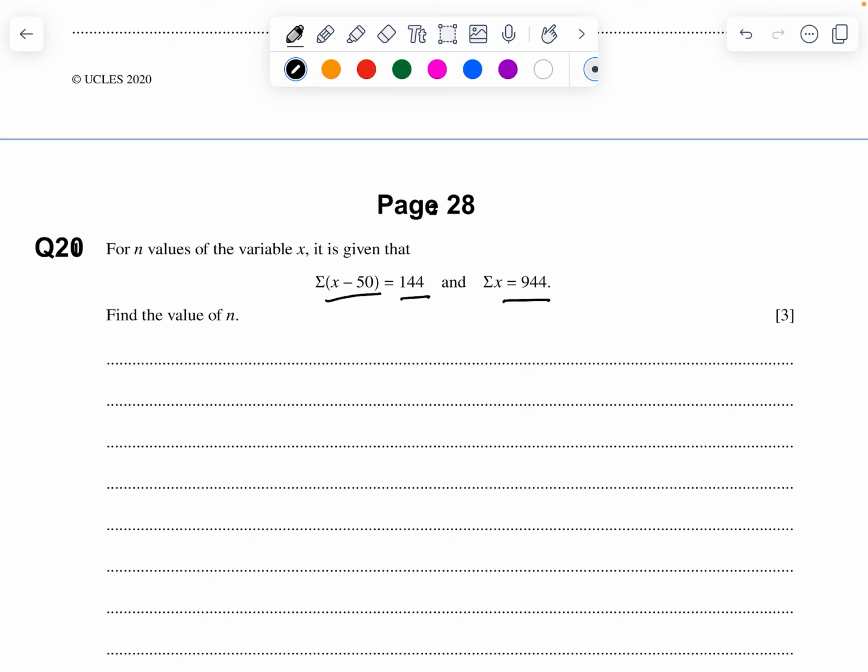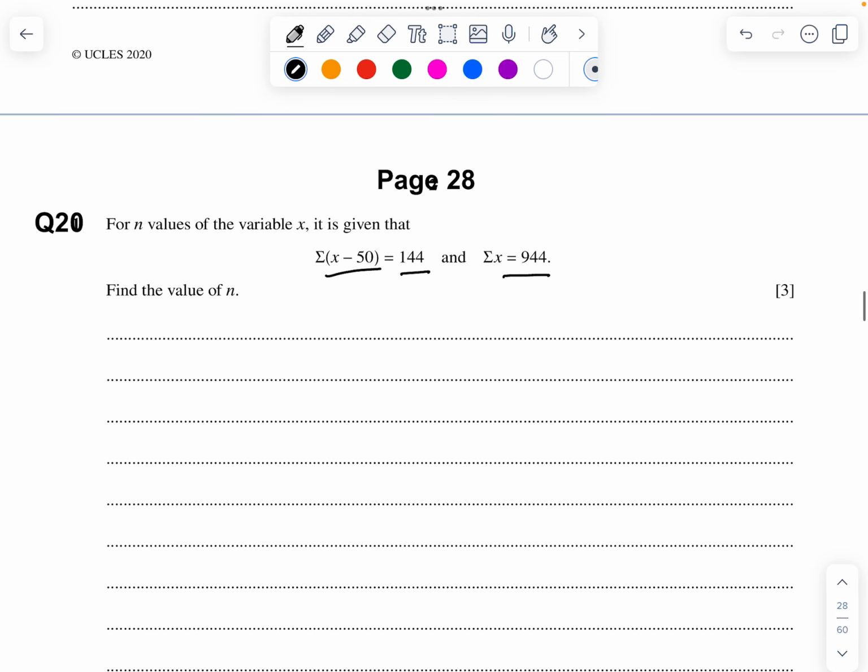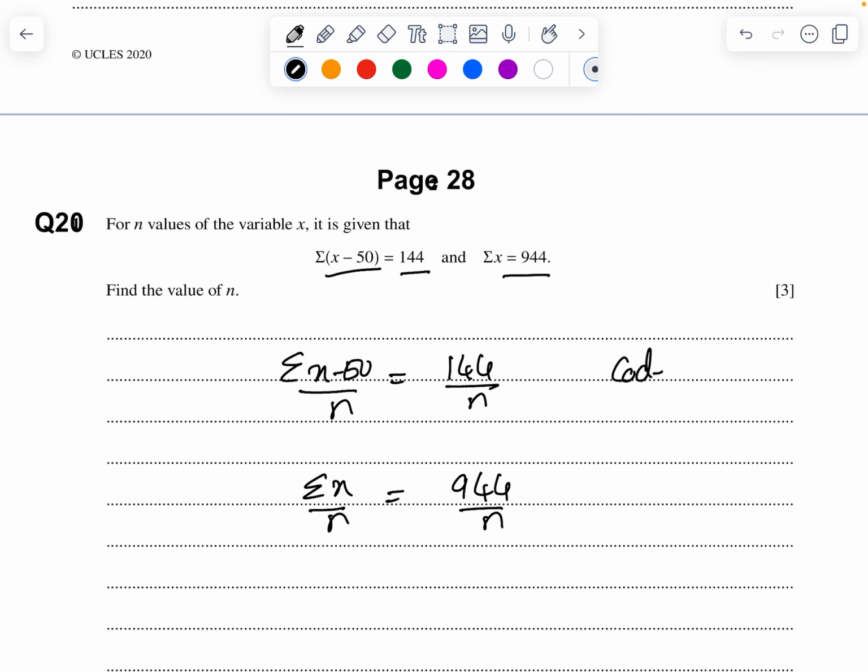This is paper 52 from May June 2020. So sigma (x minus 50) upon n will become 144 upon n, and sigma x upon n will become 944 upon n. So this is the coded mean and this is the original mean.